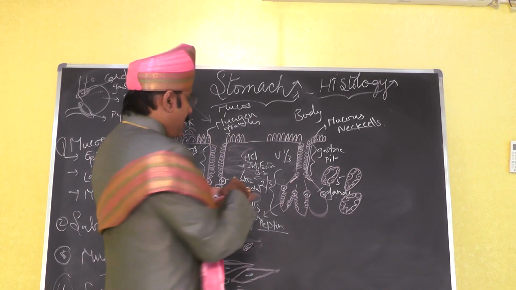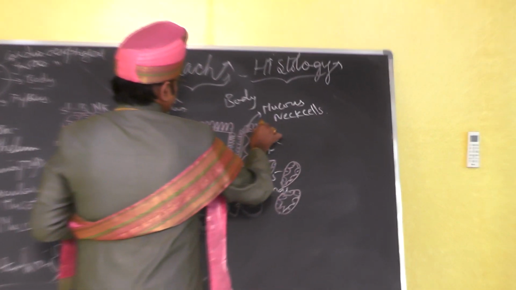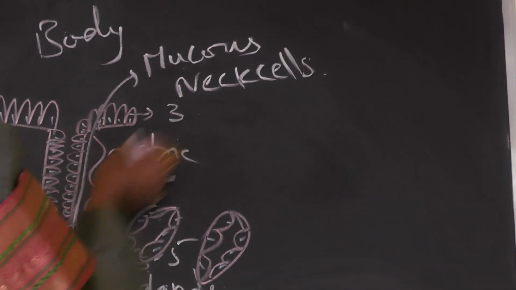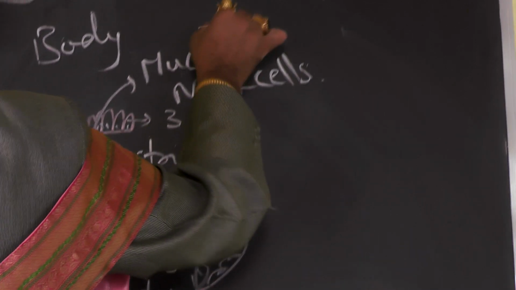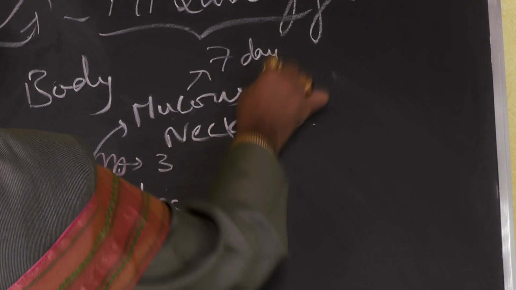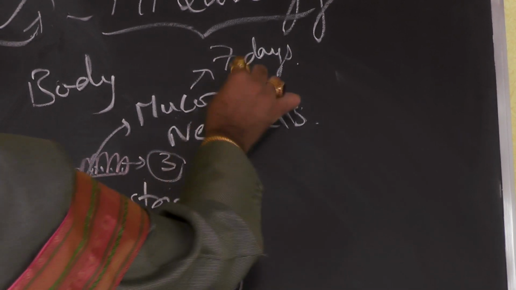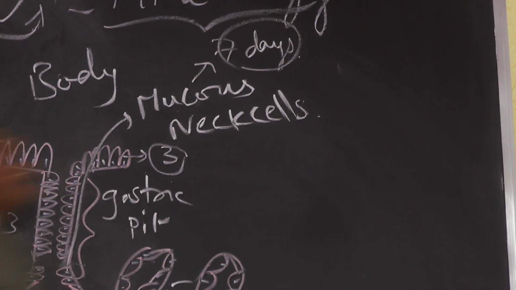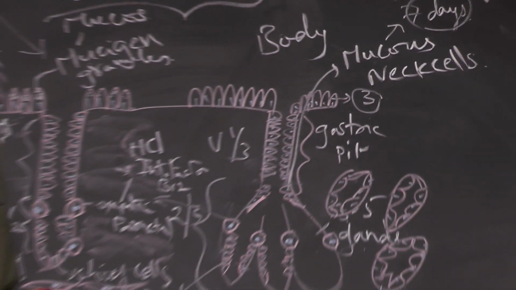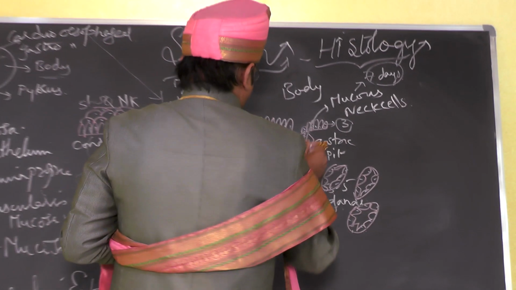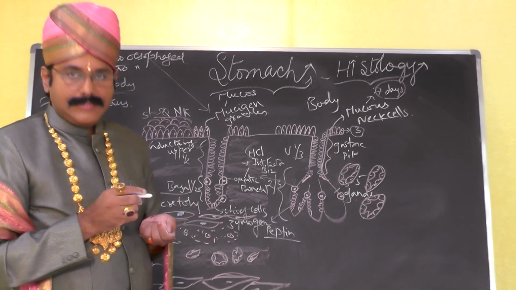For example, the epithelium of the body of the stomach is replaced once in 3 days, and the mucous neck cells are replaced once in 7 days. So the basal cells, which are acting like stem cells, within 3 days will transform themselves into the epithelial cells, and within 7 days they will transform themselves into the mucous neck cells.